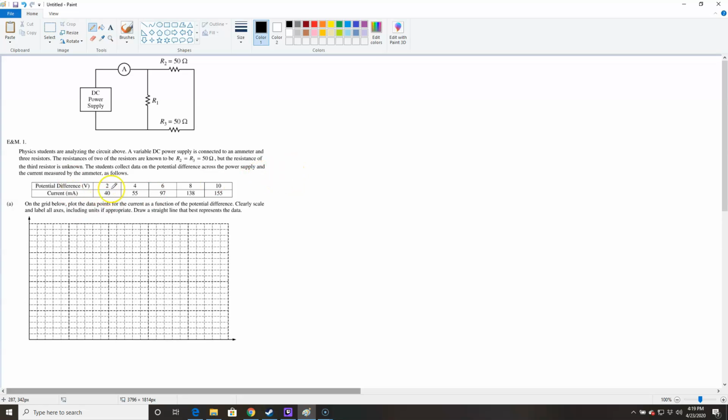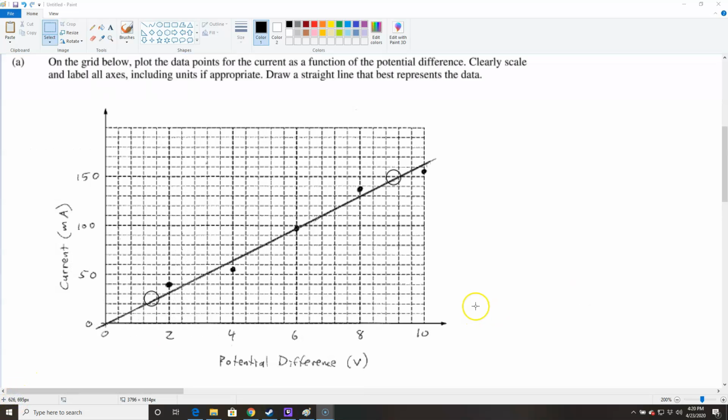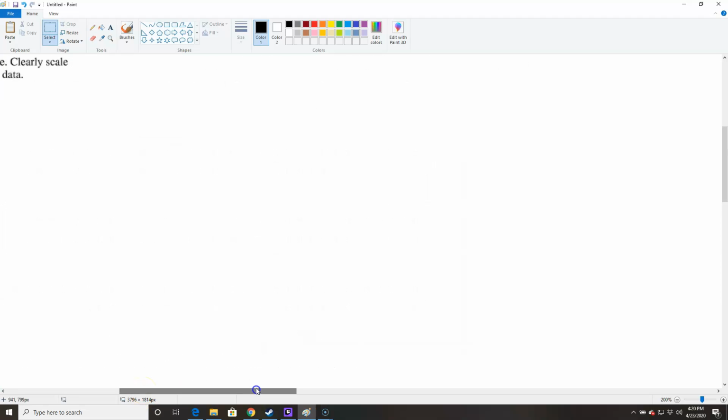The following data shows the potential difference across the power supply, so 2, 4, 6, 8, 10 volts, and the current in milliamps, 40, 55, 97, 138, 155. On the graph below, it wants us to plot this, so I'm going to pause it and do that very quickly and come right back. Just like that, magic. I've gone ahead and plotted the points, drew the line, labeled my axes.